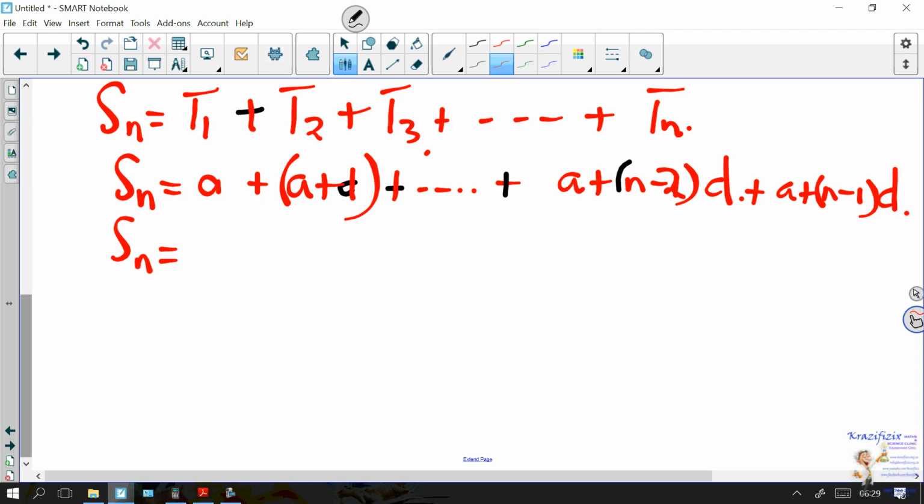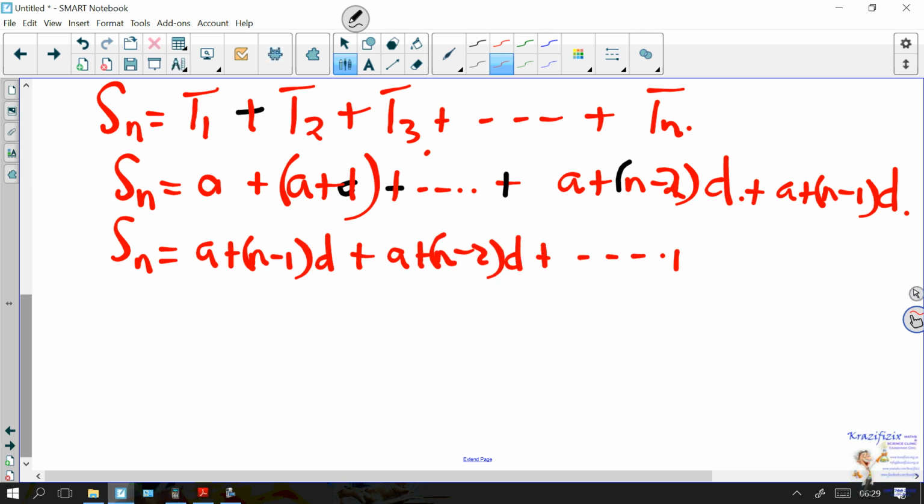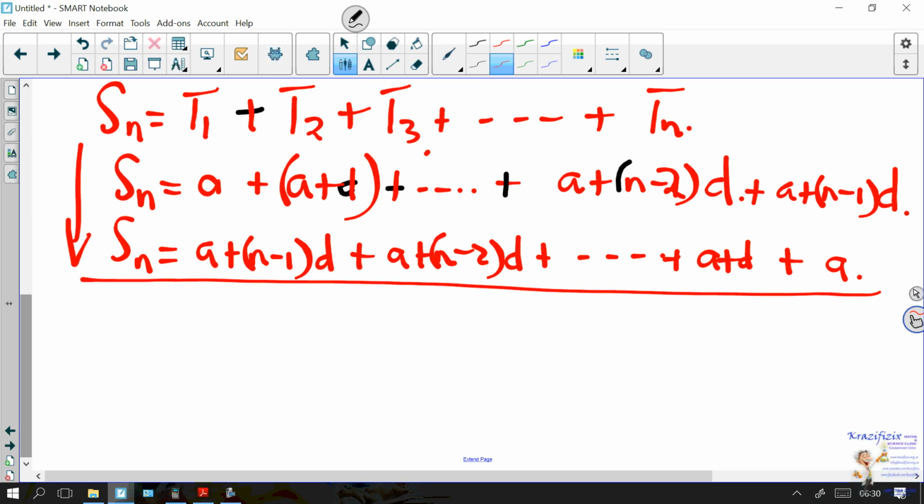All right. Now I'm going to reverse this whole thing and say Sn. Remember what we did earlier on. I'm going to bring this one now to the side. A plus n minus 1 d plus A plus n minus 2 d plus 3 dots plus A plus d plus A. I want you to see. Can we add downwards? Equation 1 and equation 2. What am I going to get? A plus this one and this first term. So this is 2Sn equals to what? A plus A, 2A plus n minus 1 d.